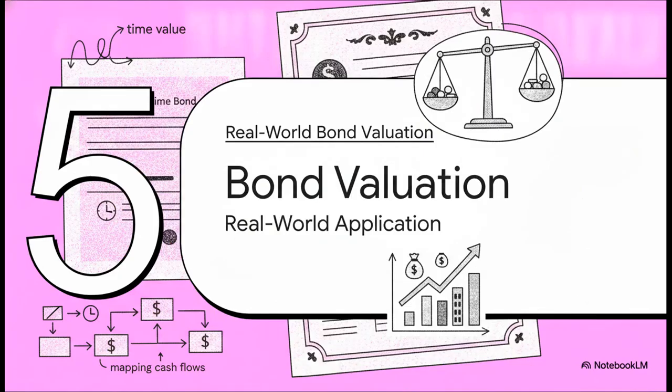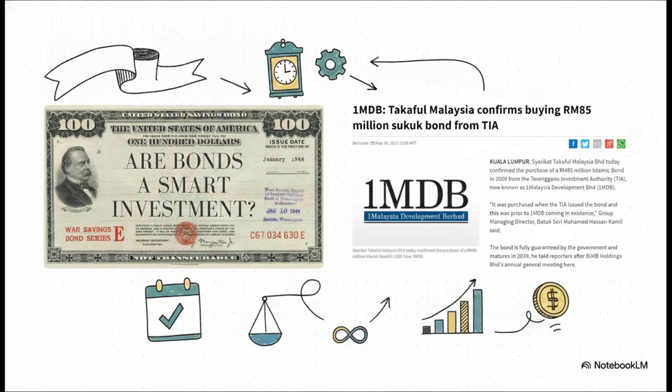All right, for our final step, Section 5, Real-World Bond Valuation. Now, what is really fascinating here is the sheer scope of history and geography we're looking at. On the left, we have a vintage 1944 United States War Savings Bond. On the right, a news clipping detailing the purchase of an 85 million ringgit 1MDB Islamic bond in Malaysia from 2009 maturing way out in 2039. The political context, the historical eras, and the currencies of these two assets are wildly different.